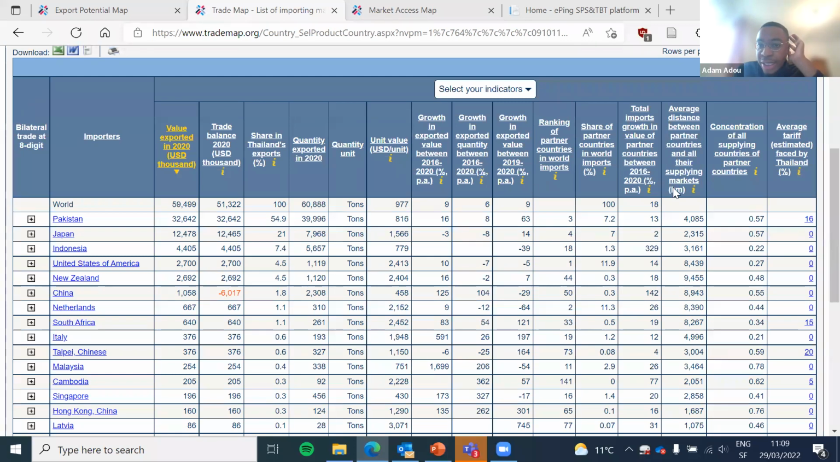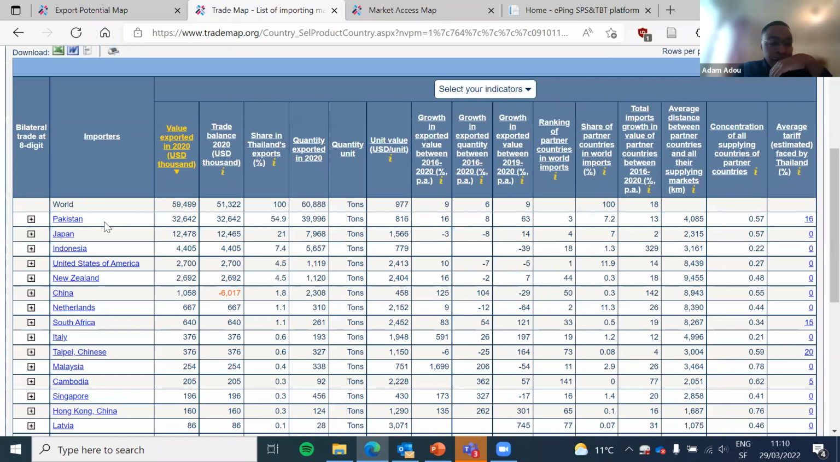An important trading indicator that you can look at also is the rank of the partner country in world imports. So you can also see, looking at the column, the performance of the countries listed here in terms of imports for the specific product. It gives you a hint about how important this market is for your product. What is the position of this market in the world imports for this product? So you can see that Pakistan is part of the top 3 countries importing ginger in the world, and the number 1 is the United States of America.